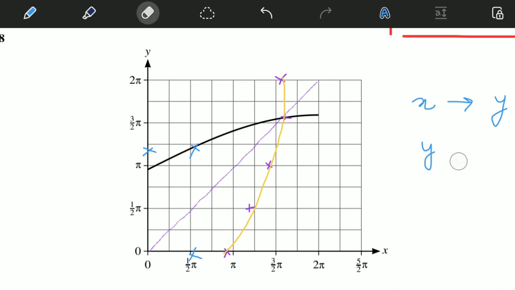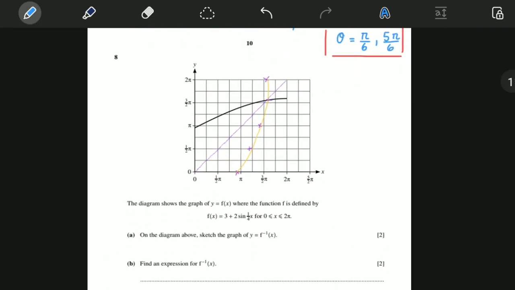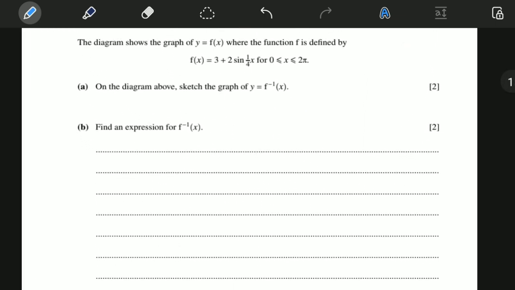Okay, so let's move to the next question. Find an expression for f inverse of x. Okay, fair enough. Let's first write the function f of x.